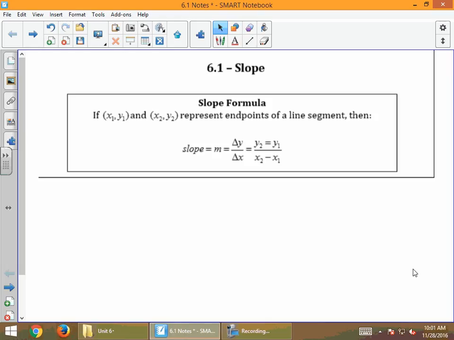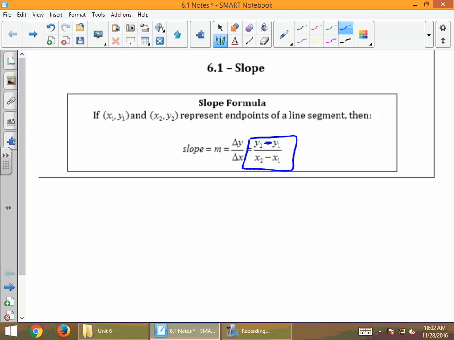So if we have 2 points, it represents the endpoints of a line segment, and we want to find the slope of that line. You are going to use this formula. Remember, slope is rise over run, or the change in y over the change in x. Make sure you make this change. This should be a minus sign. So in that top there, it's y2 minus y1, not an equal sign. Okay? You use this formula.